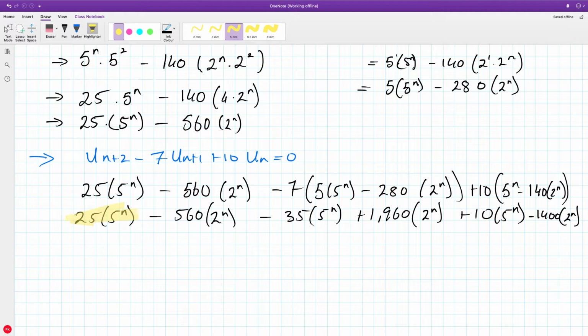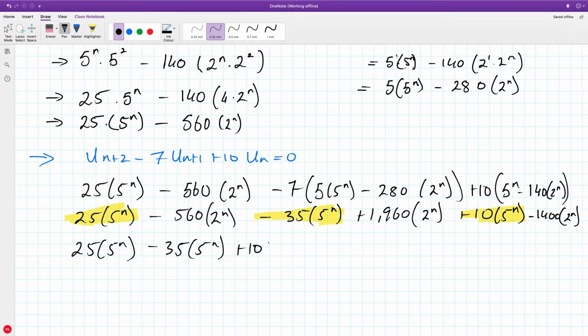So we have 5 to the power of n's there, and there, and there. So 25 minus 35 plus 10 is going to leave me with 25 times 5 to the power of n minus 35 times 5 to the power of n plus 10 times 5 to the power of n. Then I have minus 560 times 2 to the power of n plus 1960 times 2 to the power of n minus 1400 times 2 to the power of n. They wanted me to show it was equal to 0. With the help of God, if I haven't made a mistake, it is going to be equal to 0.